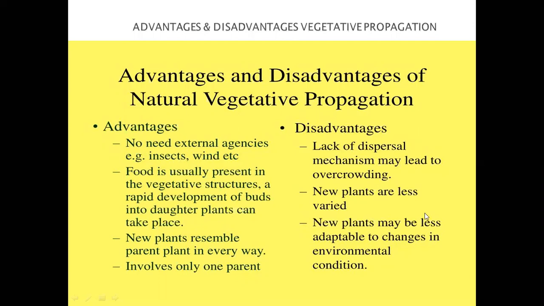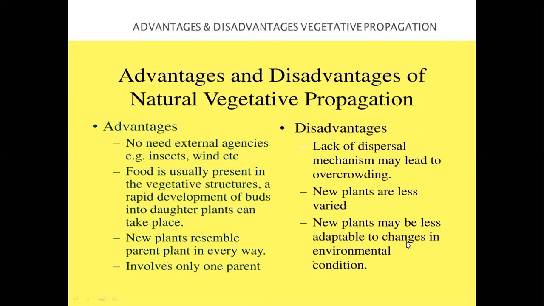Now come towards the disadvantages. Lack of dispersal mechanism may lead to overcrowding. The plants do not have genetic variations. New plants are less varied, like they all are identical. It means they don't have variations. This is the disadvantage. How can it be a disadvantage? Like if one plant is infected, the whole species can be infected because all are similar. So it can attack the whole crop. So new plants are less varied.